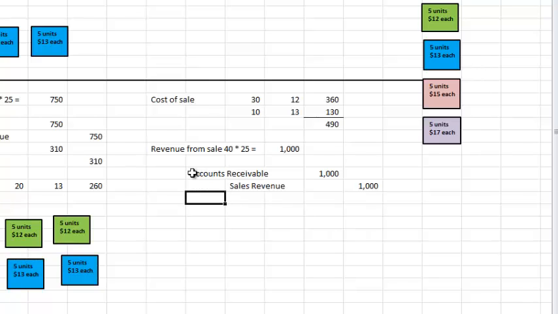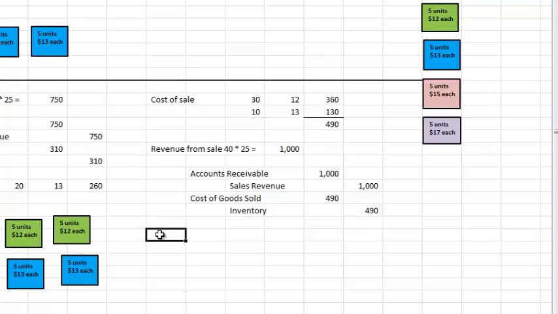Now we have to journalize the cost side, and the cost of this sale is $490. So we're going to debit cost of goods sold for $490 and credit inventory $490.